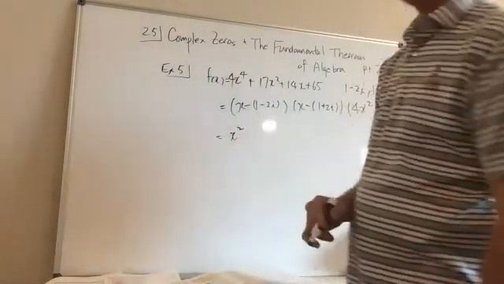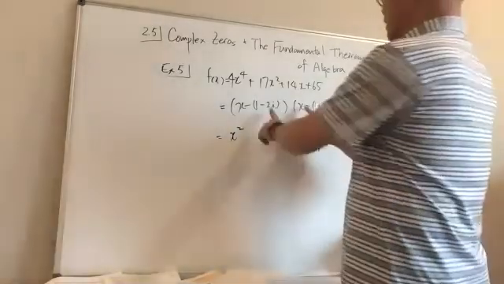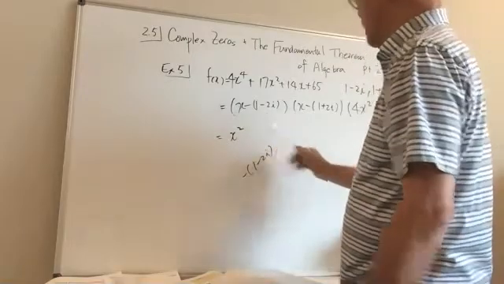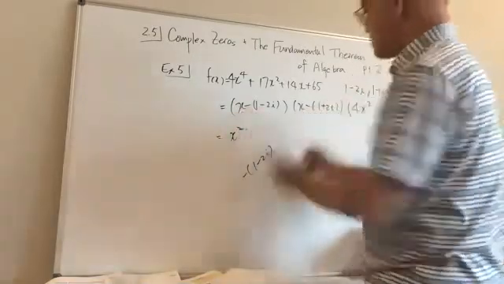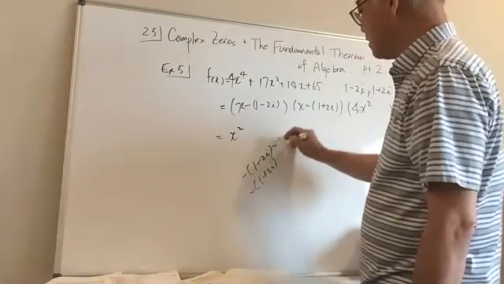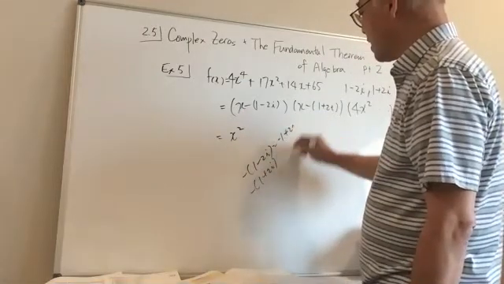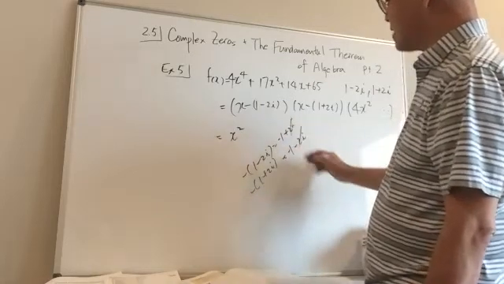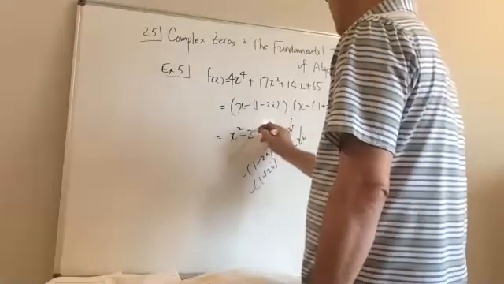X squared. And then I'm going to get this guy, so it's going to be negative 1 minus 2ix. I get this guy, so it's going to be negative 1 plus 2ix, negative 1 plus 2i, negative 1 minus 2i. When I add these two together, it cancels out. I get negative 2x.